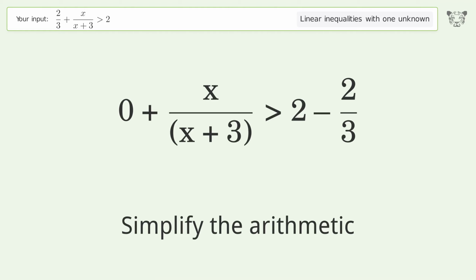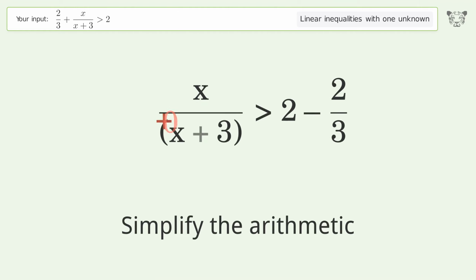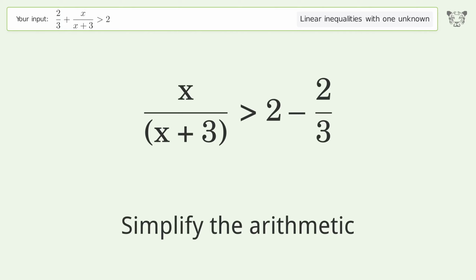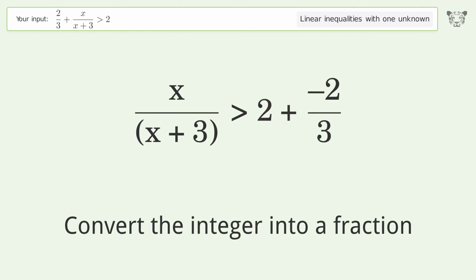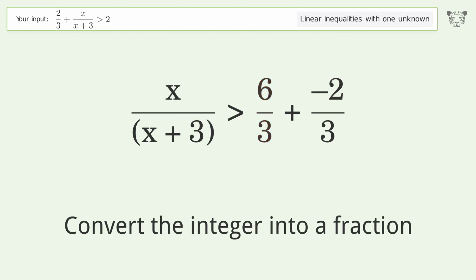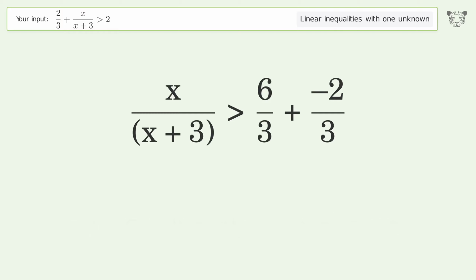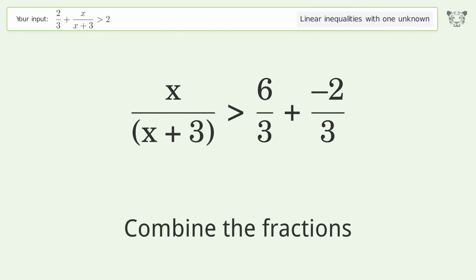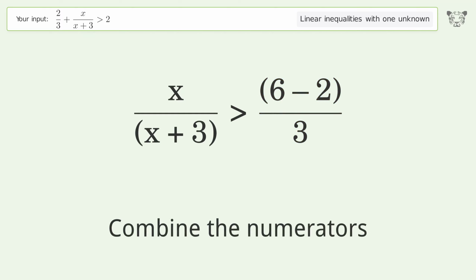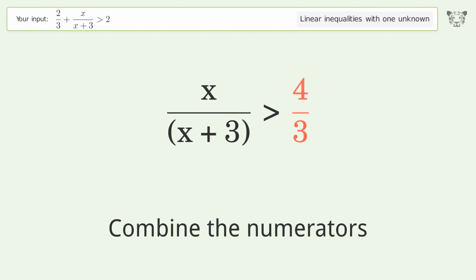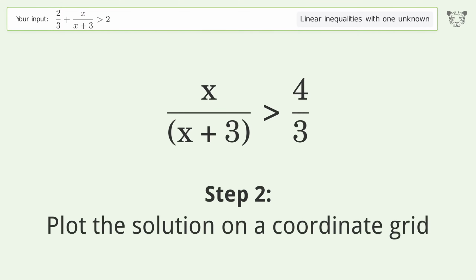Simplify the arithmetic. Convert the integer into a fraction. Combine the fractions. Combine the numerators. Plot the solution on a coordinate grid.